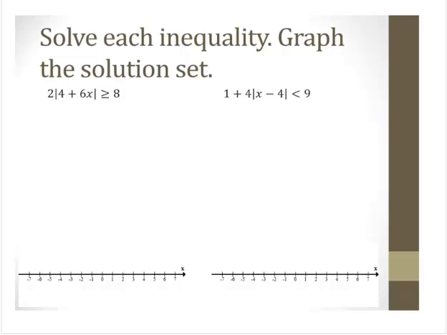2 times the absolute value of 4 plus 6x is greater than or equal to 8. Let's divide through by 2 to isolate the absolute value. Then we have the absolute value of 4 plus 6x is greater than or equal to 4. And now we'll break this up into two inequalities. 4 plus 6x is less than or equal to negative 4, or 4 plus 6x is greater than or equal to 4.